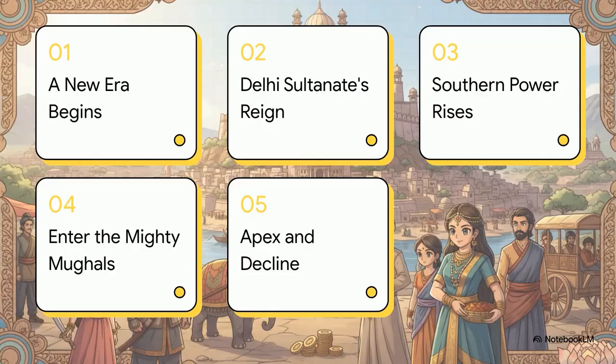All right, so here's our roadmap for this journey. First, we're going to set the stage for this new era. Then, we'll get right into the rise and reign of the powerful Delhi Sultanate. After that, we're heading south to see a new rival power emerge. Next up, the big one. We'll meet the legendary Mughals. And finally, we'll see how their empire hit its absolute peak, only to then begin a pretty dramatic decline.